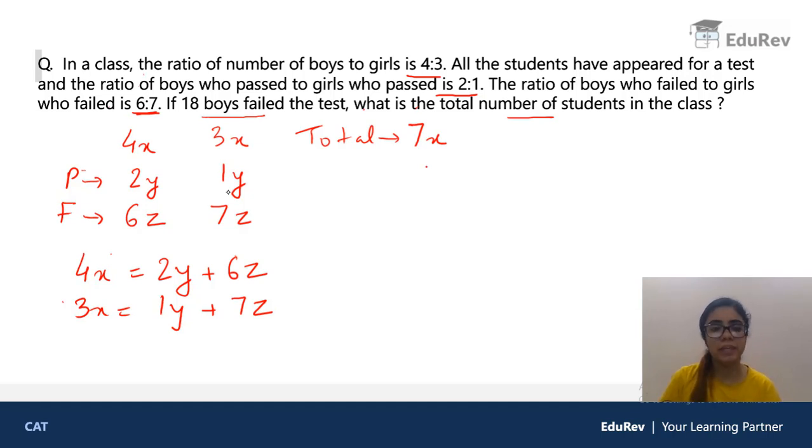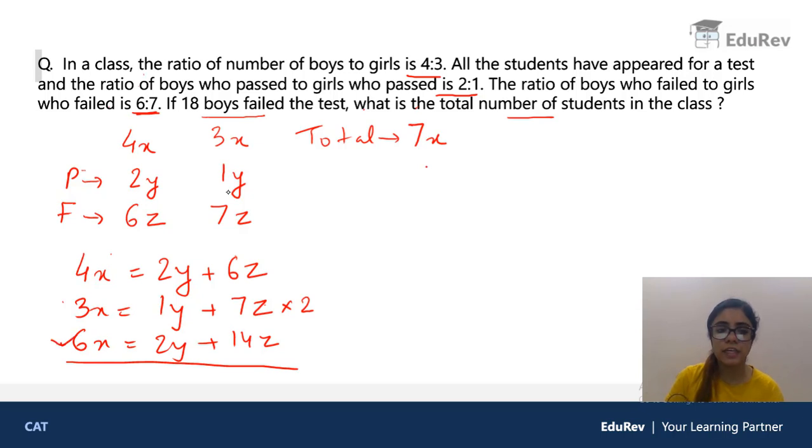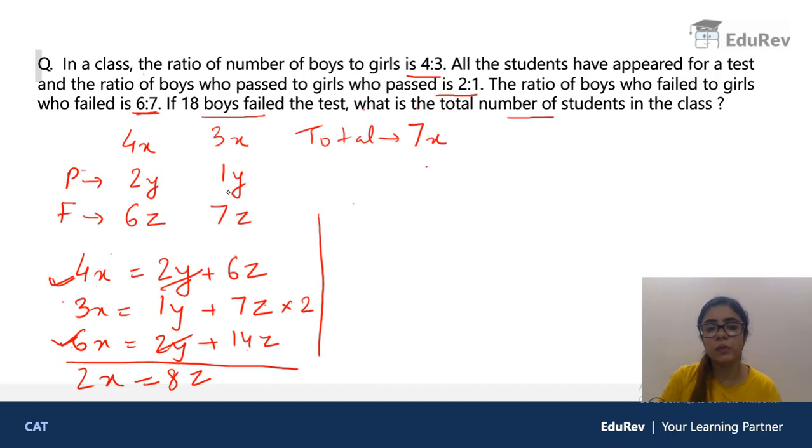So let's try to eliminate a variable. Let's try to eliminate y. So if I multiply this equation with 2, I will get 6x is equal to 2y plus 14z. Now I will subtract this third equation from the first equation. So 6x minus 4x will become 2x. 2y will get cancelled. 14z minus 6z is 8z. So I will get 2x is equal to 8z or x is equal to 4z.